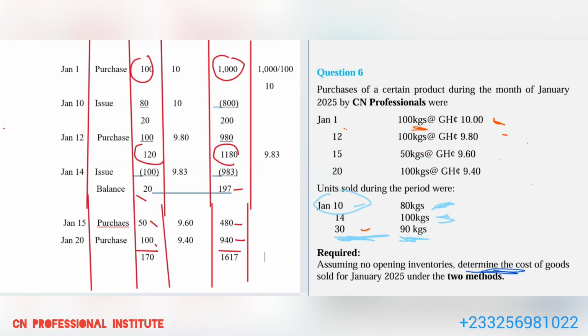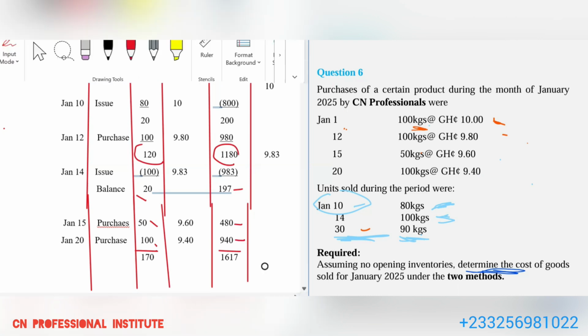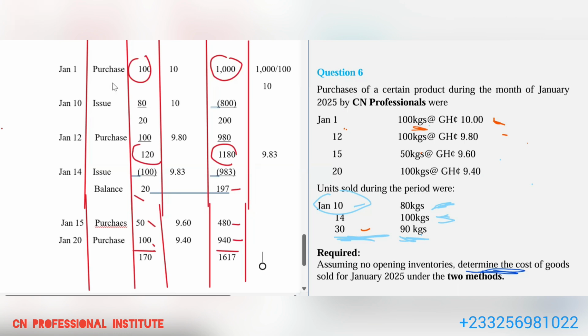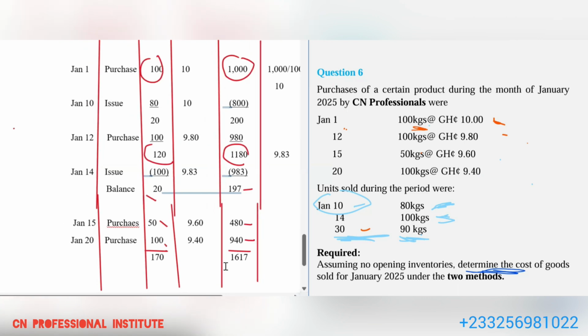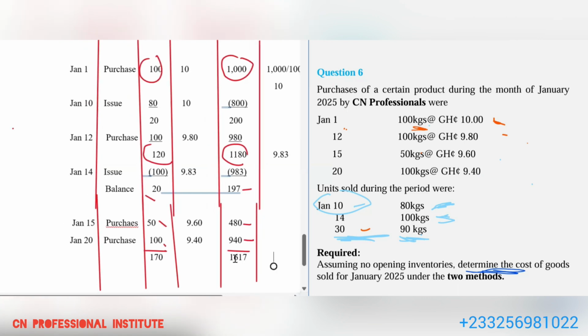We have to get the cost price per unit. And how do you do that? I said you pick your total value. Okay, the total monetary value, that's the total cost of inventory that you have after the time that you're about to issue, divided by the number of quantities you have. So in that case, we'll divide this figure here, 1617 by 170, right? And then that will be your issue price.